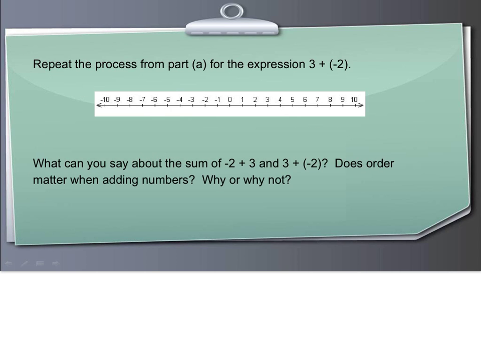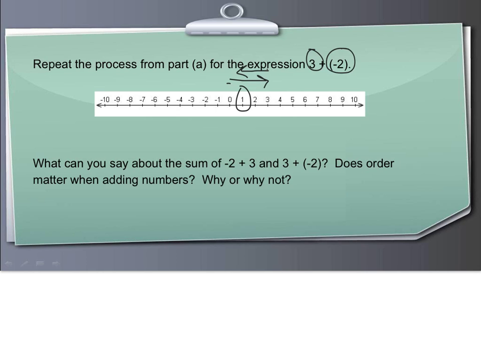Let's try this again for the expression 3 plus -2. So we always start our vector at 0. Because my number is positive, I'm going to count to the right. 1, 2, 3, stop my arrow. Start where I stopped and move back 2 spaces, 1, 2, and my answer is 1.